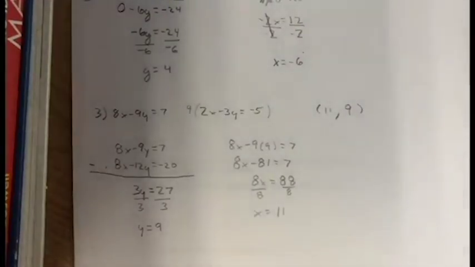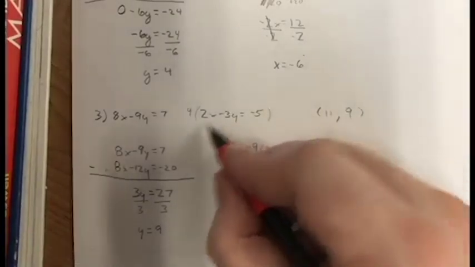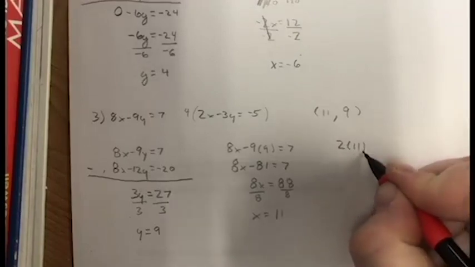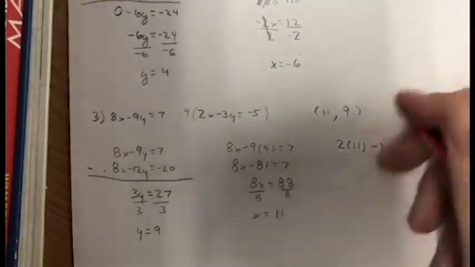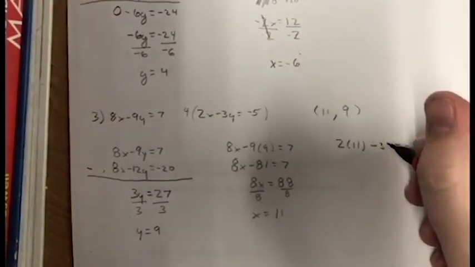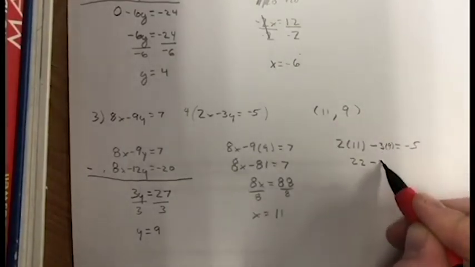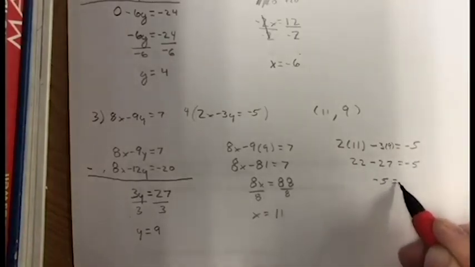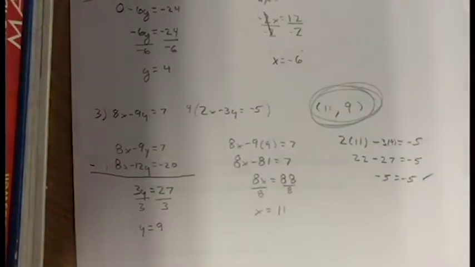All right, now we need to verify that we've got it right. We need to plug this information back into the second equation, not the one we created, but the original. So we're going to go 2 times 11 minus 3y equals negative 5. So not 3y, but 3 times 9, sorry. 2 times 11 is 22, minus 27 is equal to negative 5. 22 minus 27 is negative 5, and that indeed does check out. So my correct answer is 11, 9. This is where my lines will cross.